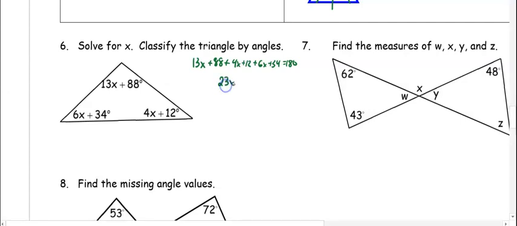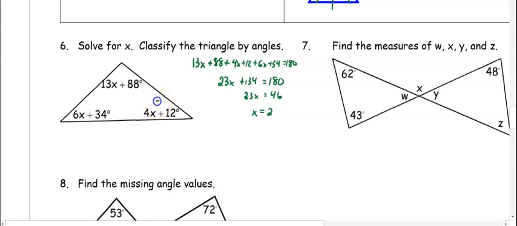we get 23x plus 134 equals 180. So we can subtract 134 from both sides. 23x is equal to 46. So when we divide, x is 2. Once we know x is 2, we can find our angles.